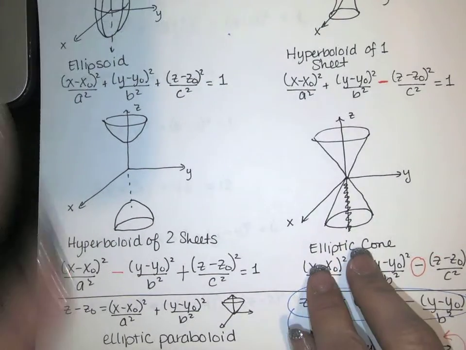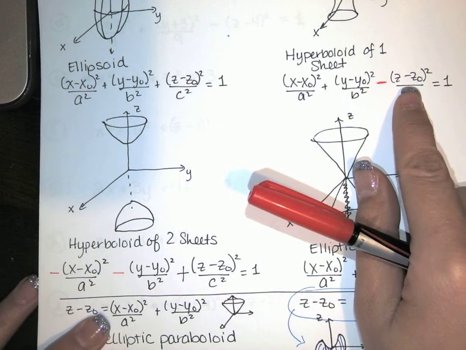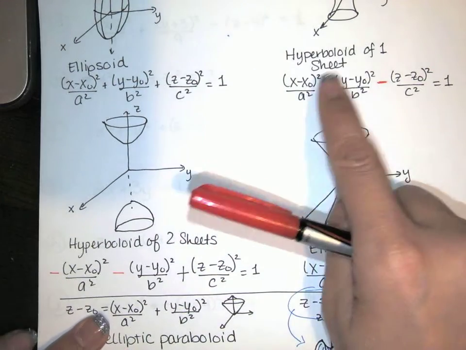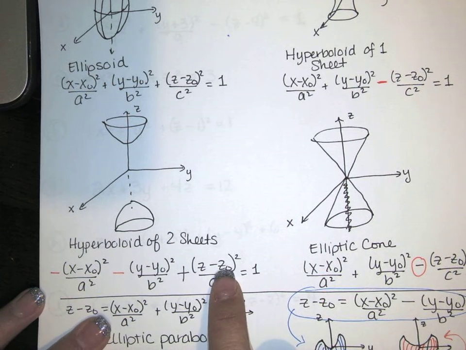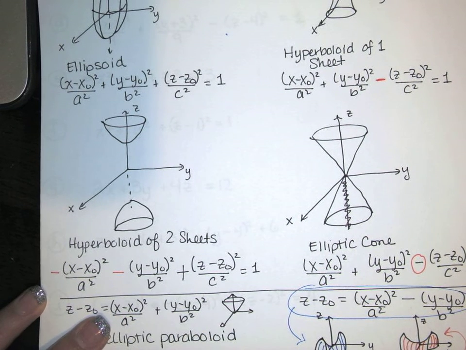Now, if we have almost exactly the same thing, but instead of having two positives and a negative, you've got two negatives and a positive, we end up with this hyperboloid of 2 sheets.